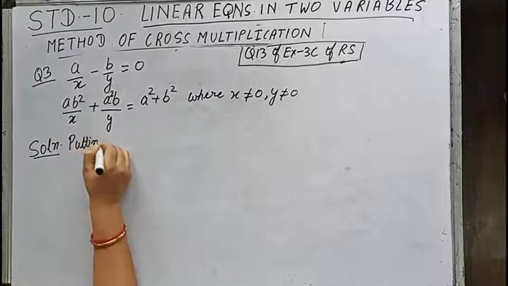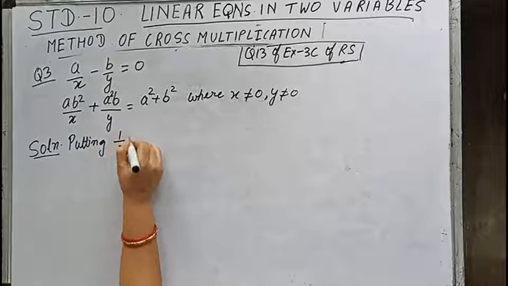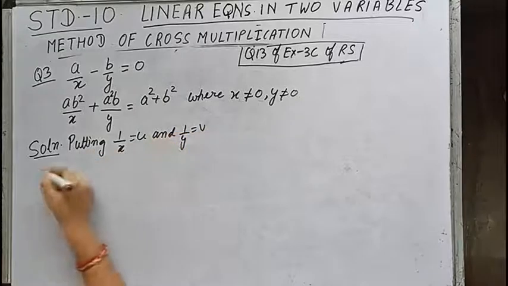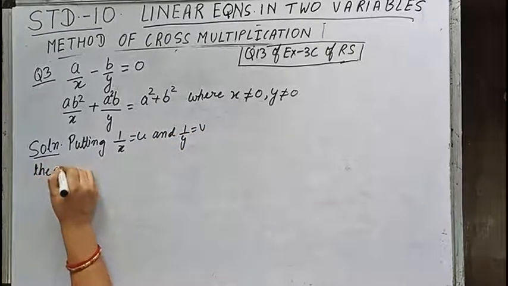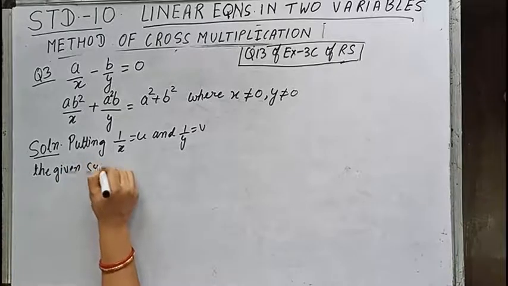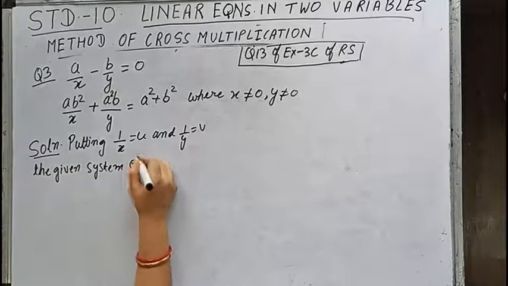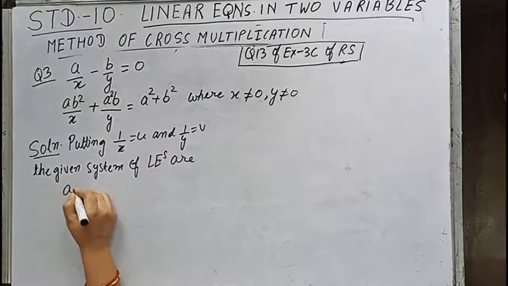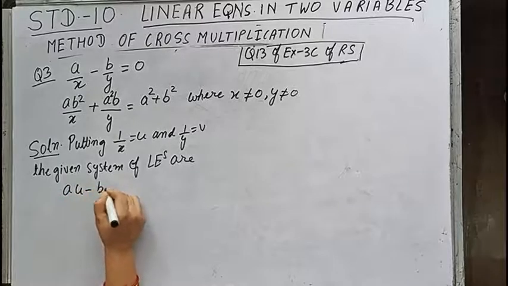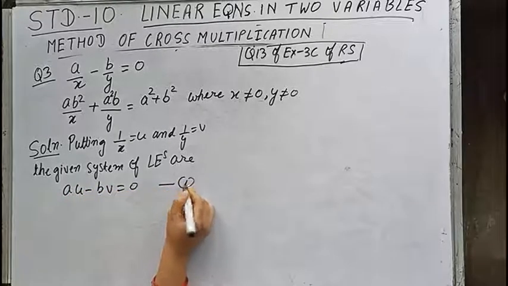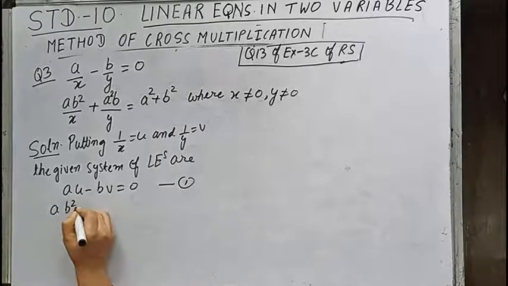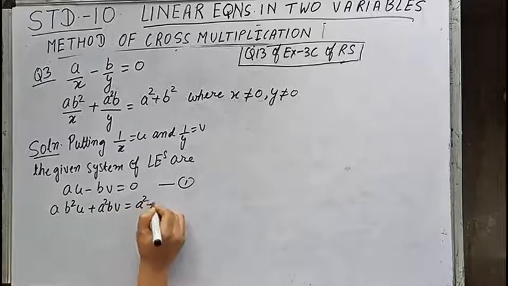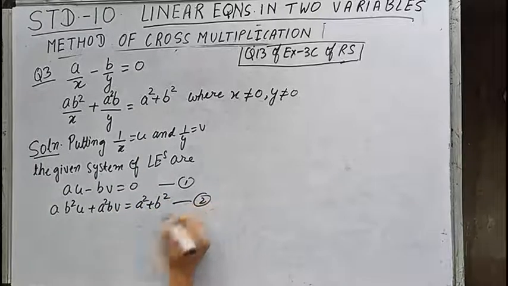Put 1 by x equals u and 1 by y equals v. The given system of linear equations are au minus bv equals 0 and ab square u plus a square bv equals a square plus b square. Make it equation number 2.